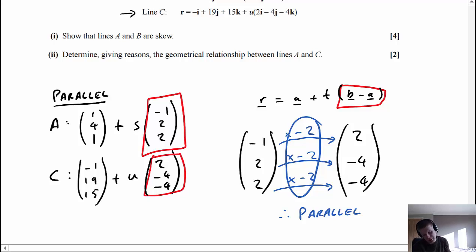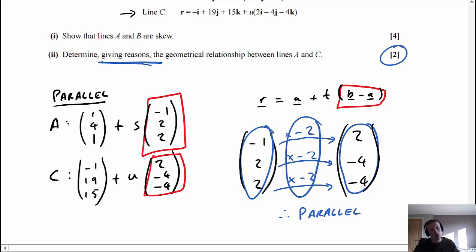So how would you express this in the exam? Determine, giving reasons. You say, first of all, they're parallel. That's your first mark out of the two. The second reason is because the direction vector of C is just -2 times the direction vector of A. So just put that down in the exam and you've got yourself 2 nice marks.